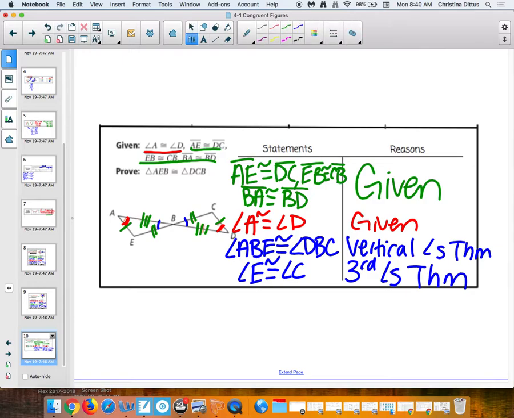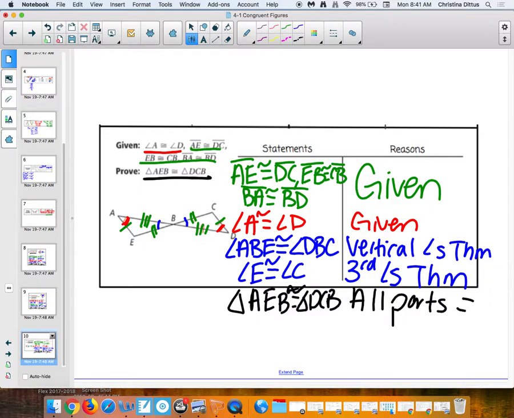Do I have all my sides? Yes. Do I have all my angles? Yes. What can we say? Triangle AEB is congruent to triangle DCB. And why can I say that? All parts are congruent. Finally. So now is the homework.